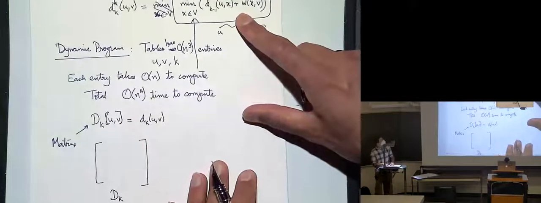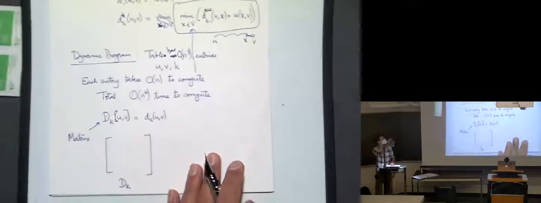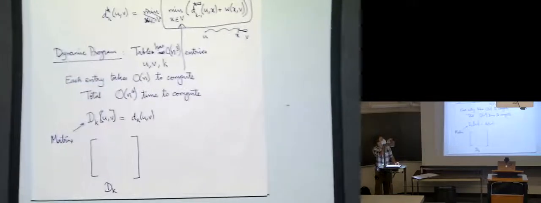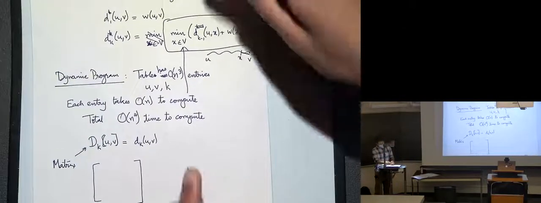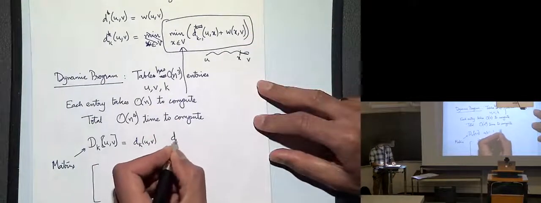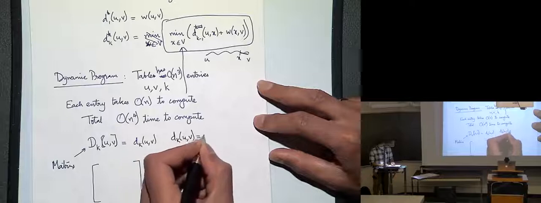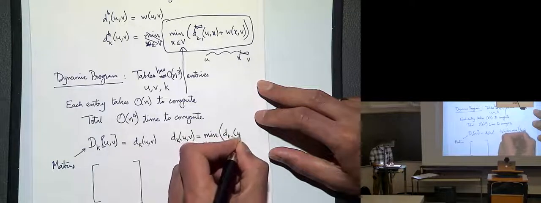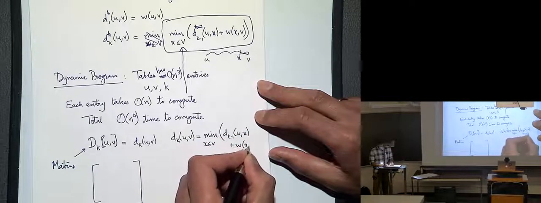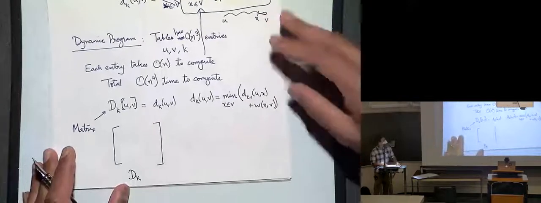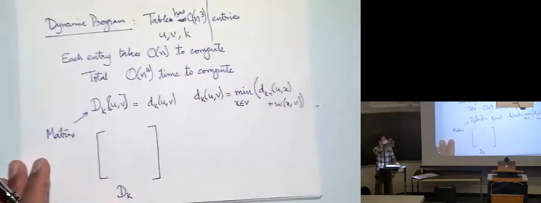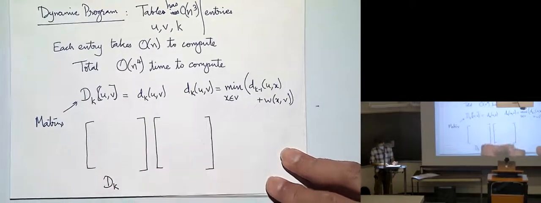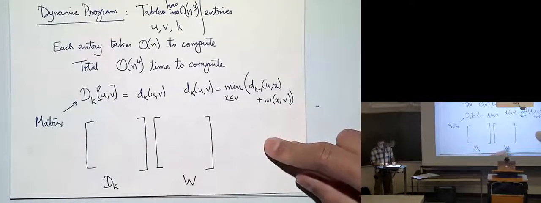Now I want to get all of this on one page together. Heck, I'm going to write this thing again over here, right? So d_k of uv is the min over x in V of d_{k-1} of ux plus the weight of xv. And let me over here just put the weight matrix, which I'll refer to as capital W. It's like the adjacency matrix.